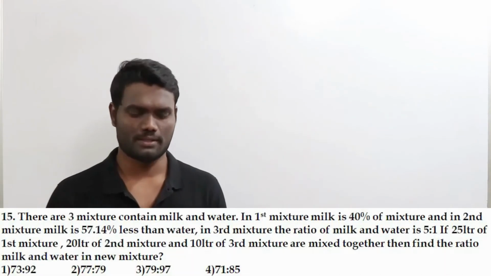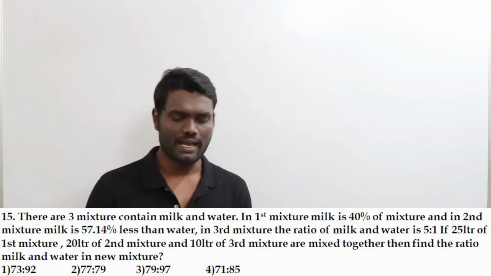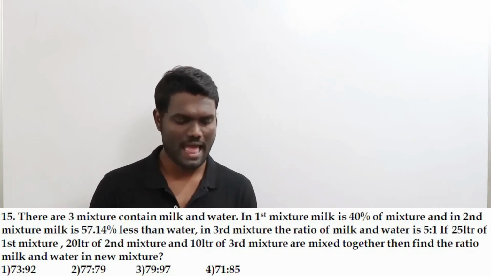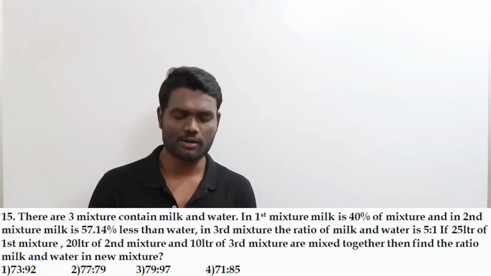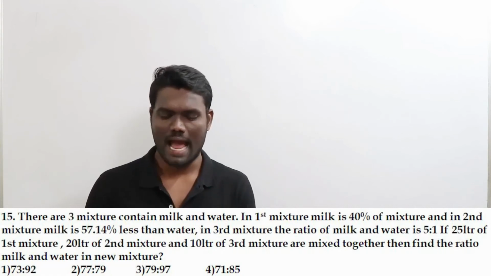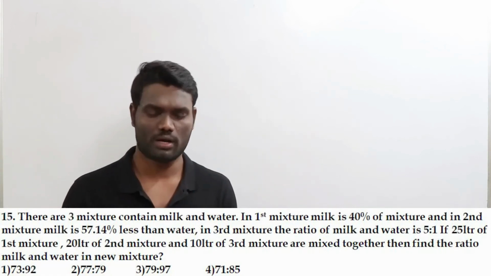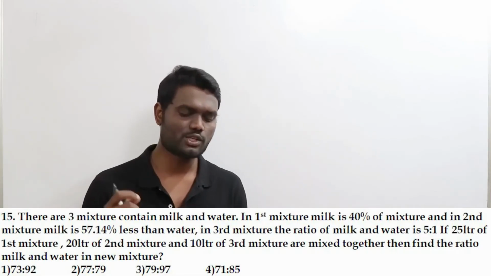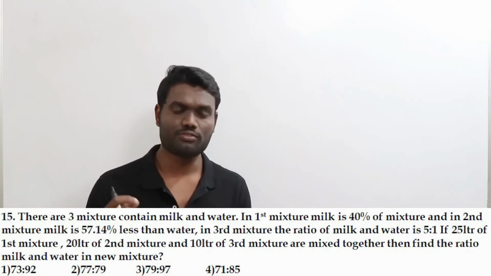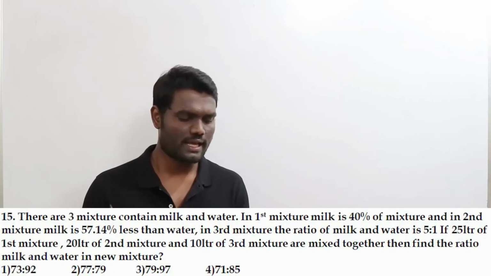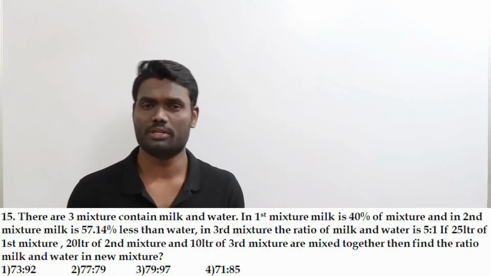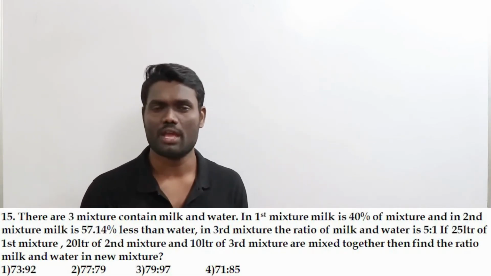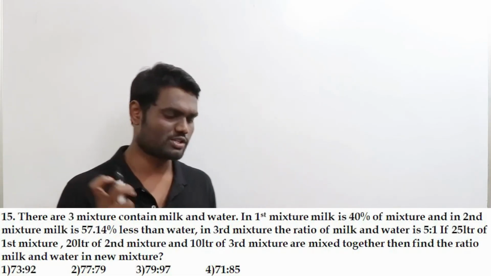Let us look at the next example. There are 3 mixtures containing milk and water. In the first mixture, milk is 40% of water, and in the second mixture, milk is 57.14% less than water, and in the third mixture, the ratio of milk and water is 5:1. If 25 liters of the first mixture, 20 liters of the second mixture, and 10 liters of the third mixture are mixed together, then find the ratio of milk and water in the new mixture. Now in this question, the information was not direct, it was given in an indirect way. This question is really important, so let us look at that.